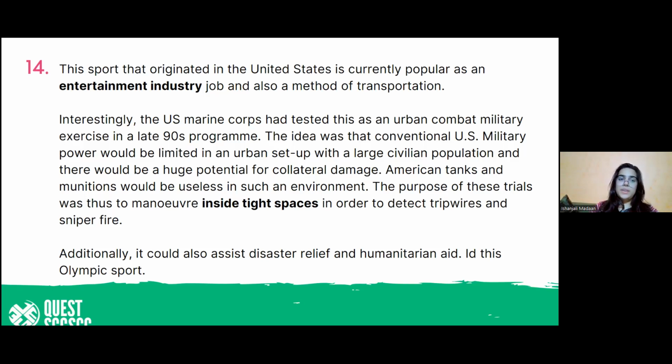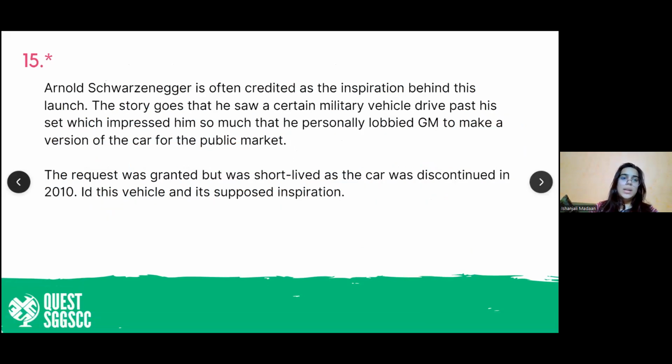Moving ahead to the 15th question. The 15th question says that Arnold Schwarzenegger is often credited as the inspiration behind this launch. The story goes that he saw a certain military vehicle drive past his set, which impressed him so much that he personally lobbied GM to make a version of the car for the public market. The request was granted but was short lived as the car was discontinued in 2010. Identify this vehicle and its supposed inspiration.